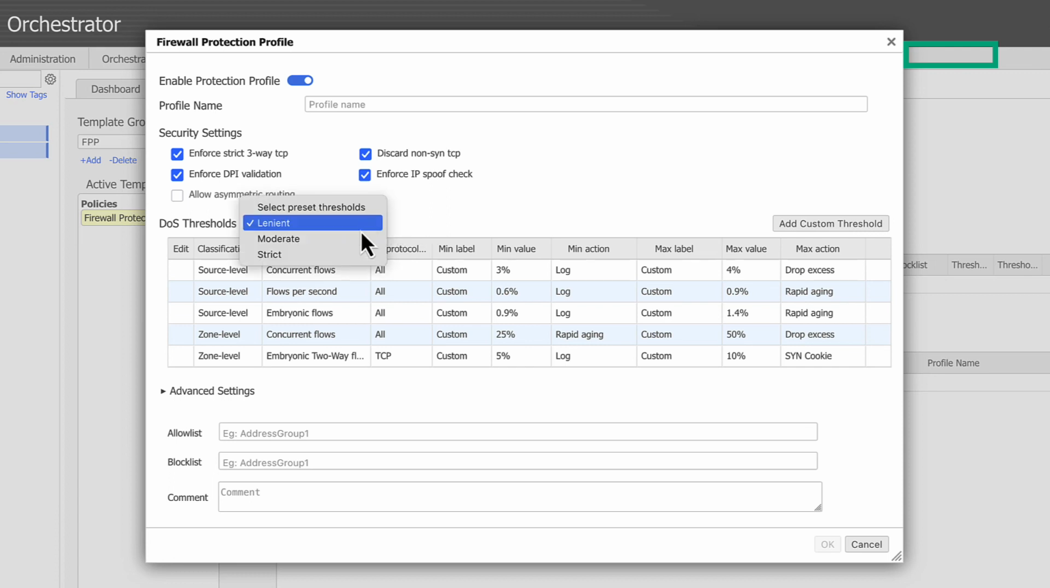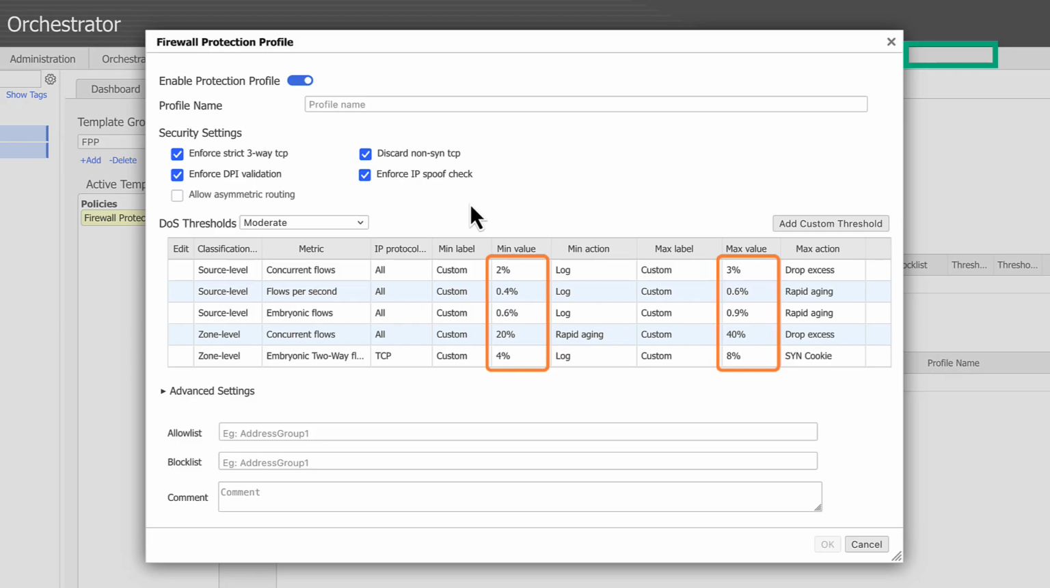As you increase the preset to moderate, the same actions are taken, but the thresholds are slightly lower, which means the protections start taking effect at lower levels of network activity. Strict mode thresholds are even lower still, and rapid aging is implemented straight away from crossing the minimum threshold. It also applies the drop excess action to flows across nearly all metric types from the max value thresholds.